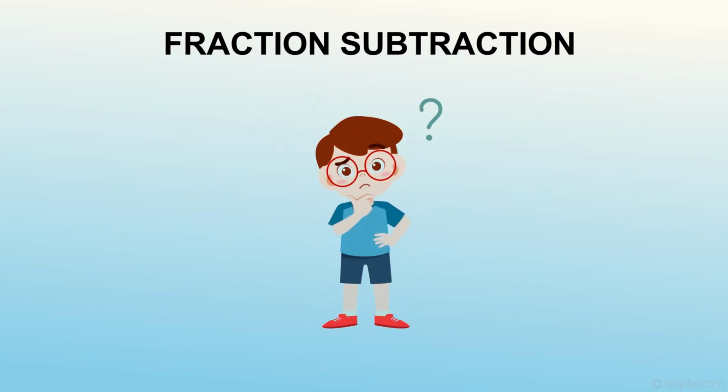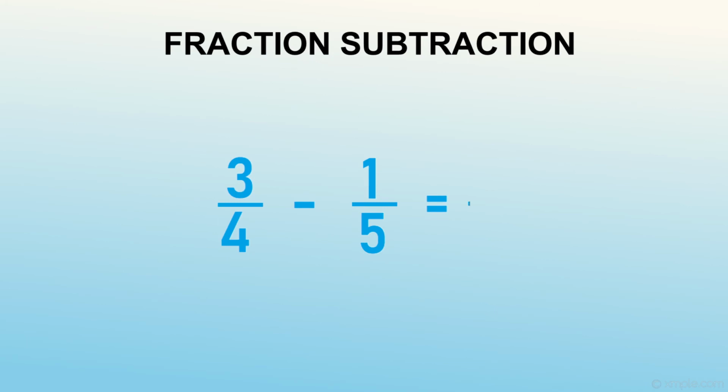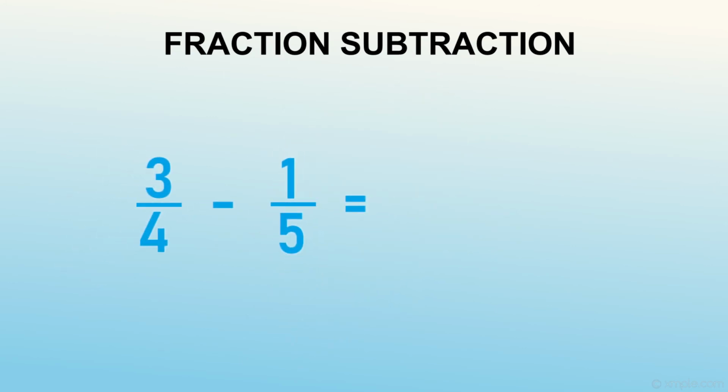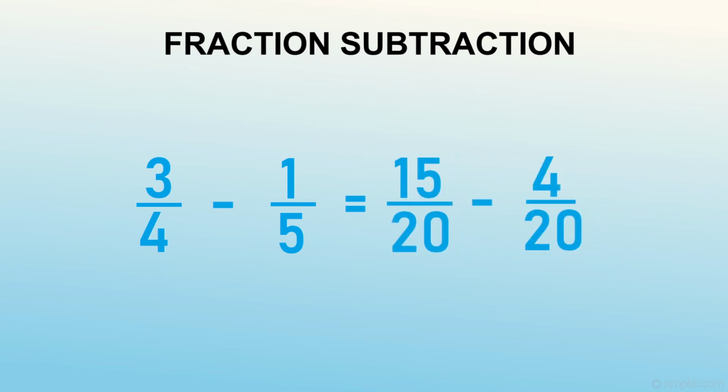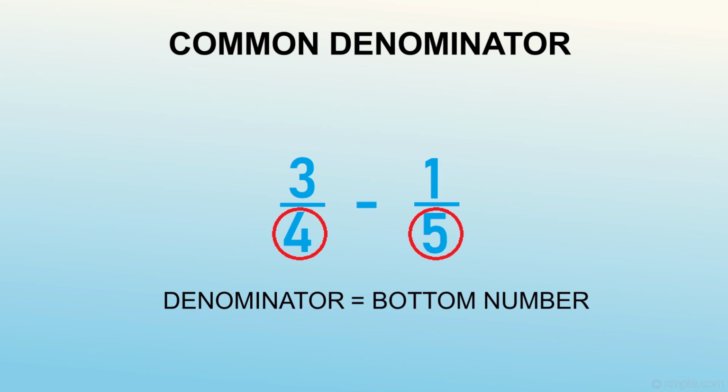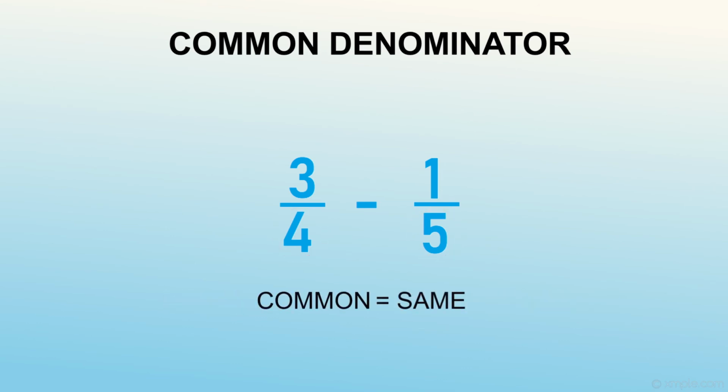But have you ever thought, if you don't have like fractions, if the denominator of the fractions is different, then how would you add or subtract them? In this case, we will have to change the unlike fractions into like fractions before doing any operation like addition or subtraction on them. Or you will have to find the common denominator for them. Denominator is just a fancy word for the bottom number, and common means same.